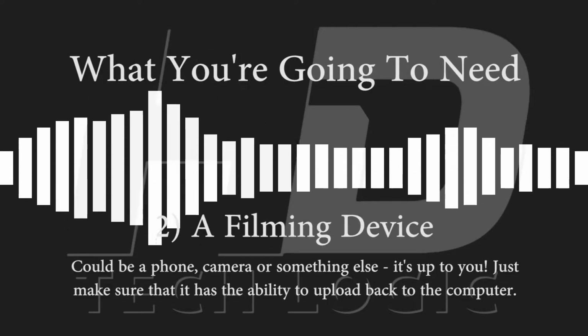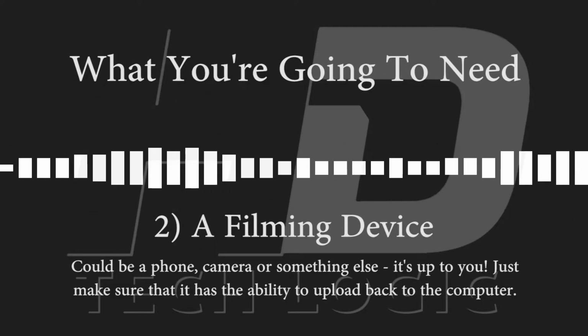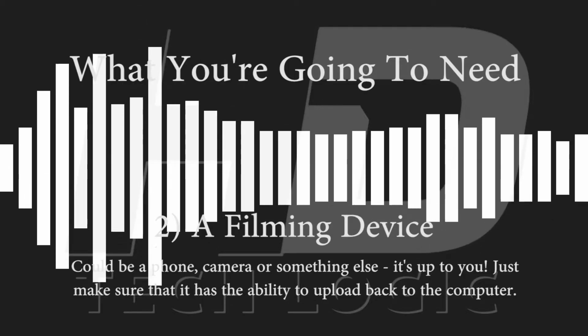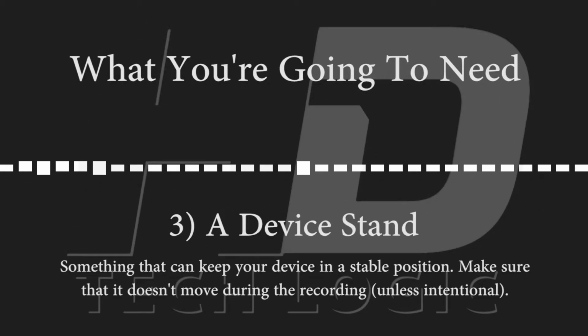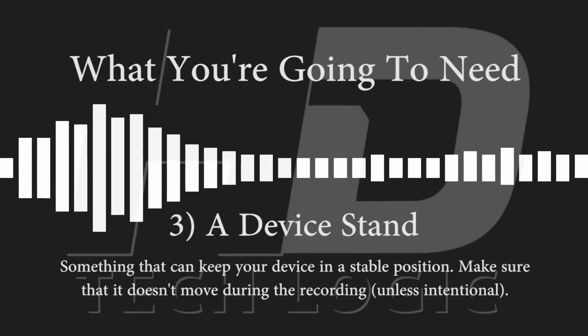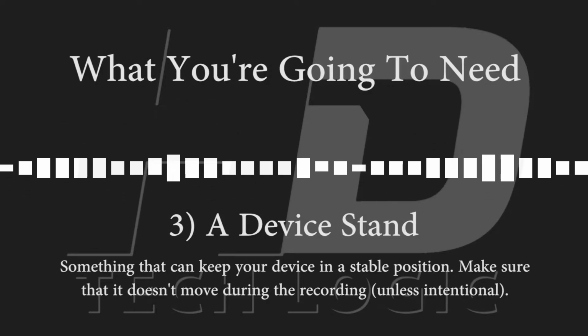Two, a filming device. Now, this can be a phone, camera, or something else. You just need to name it. Just make sure that you can upload the files to the computer. Three, a device stand. Something that the device can actually stand on and not obstruct the video too much. That will be fine. It just needs to have something that will keep it at a still position.